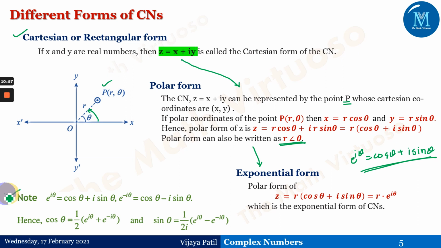And this is a very important note, which I have told you. e to the power i theta is cos of theta plus i times sine theta. e to the power minus i theta is cos of theta minus i times sine theta. Therefore we can express cos of theta as 1 by 2 times e to the power i theta plus e to the power minus i theta. Similarly, sine theta can be expressed as 1 upon 2i times e to the power i theta minus e to the power minus i theta. So this is a very important note. Whenever we go for the complex numbers questions, we will be using this type of identity whenever we are dealing with the exponential forms.